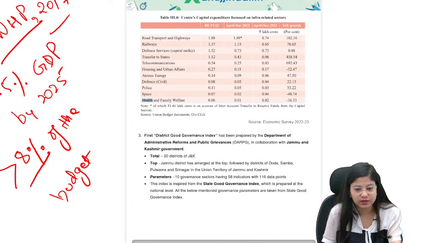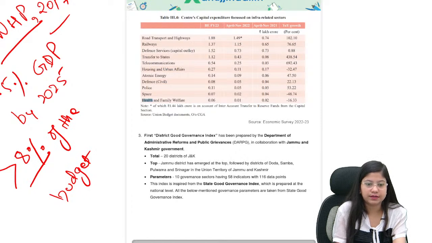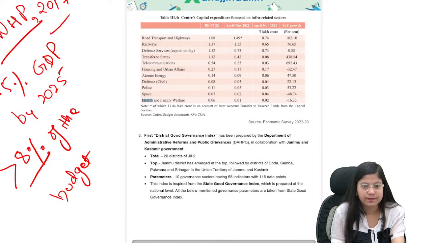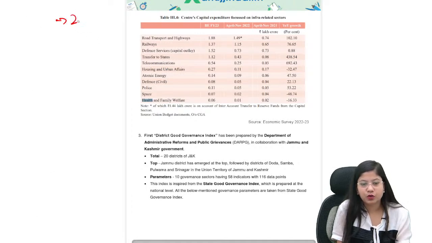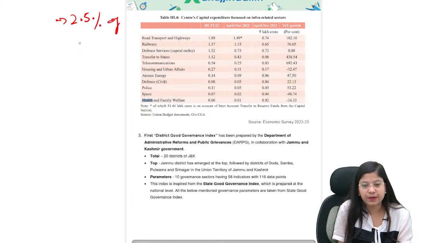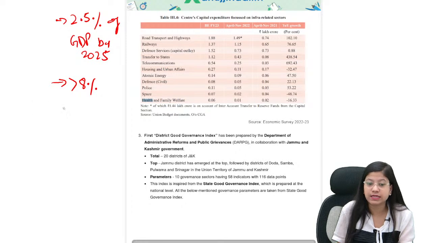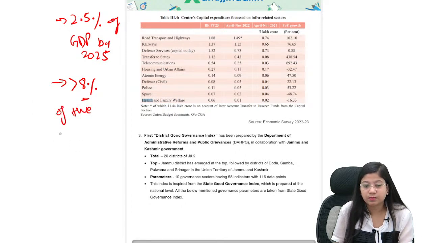It's not clear. Okay, let me just rewrite it. So, 2.5% of the GDP on the healthcare sector by 2025, this is one target. The second target is having more than 8% of the expenditure on the healthcare sector by the states, and this 8% is of the total budget of the state.